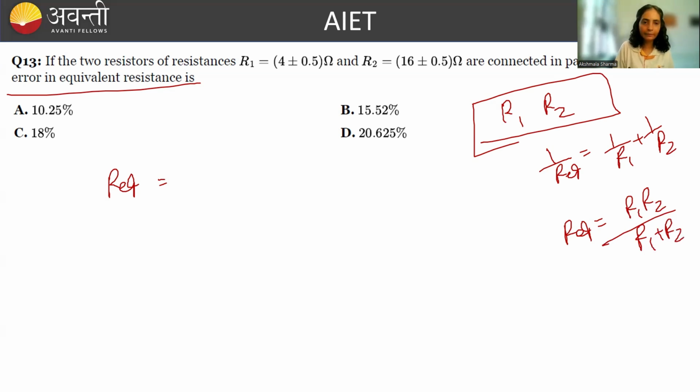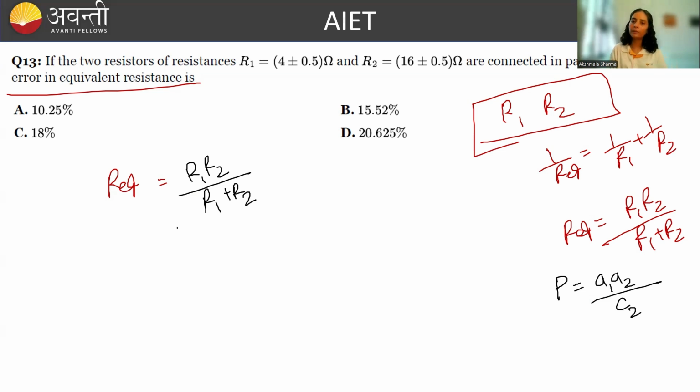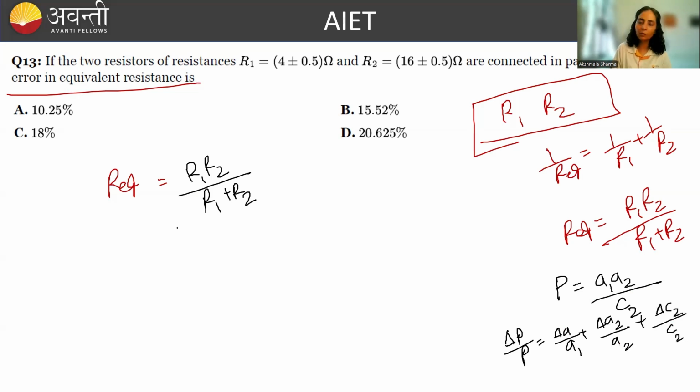So I can write it like this: R1 R2 by R1 plus R2. And if you remember the law for calculating this, what is it called? Percentage error or relative error. Suppose there is some physical quantity P and it is A1 A2 by C2. So relative error in P is written as what? Delta A1 by A1 plus delta A2 by A2 plus delta C2 by C2. This is how we will write it.